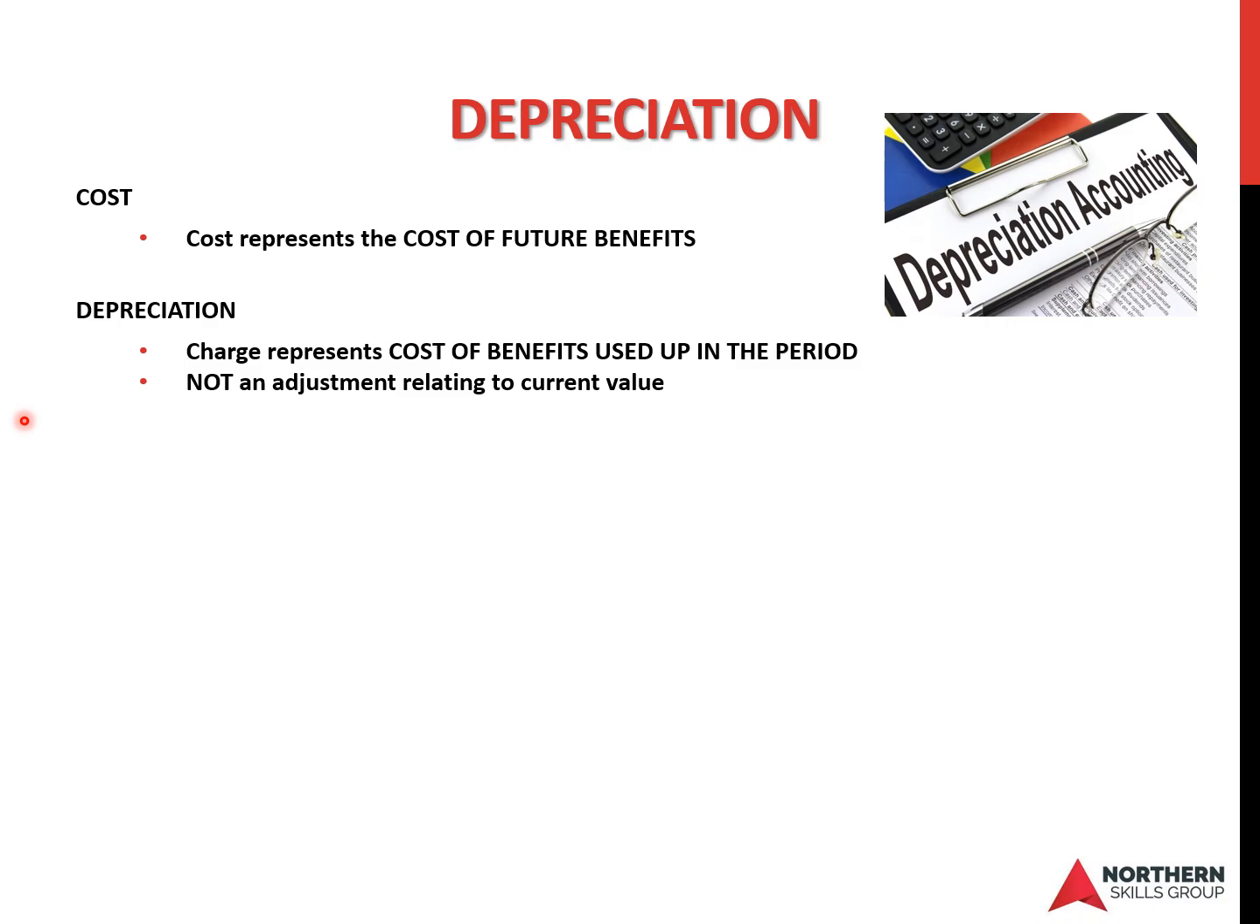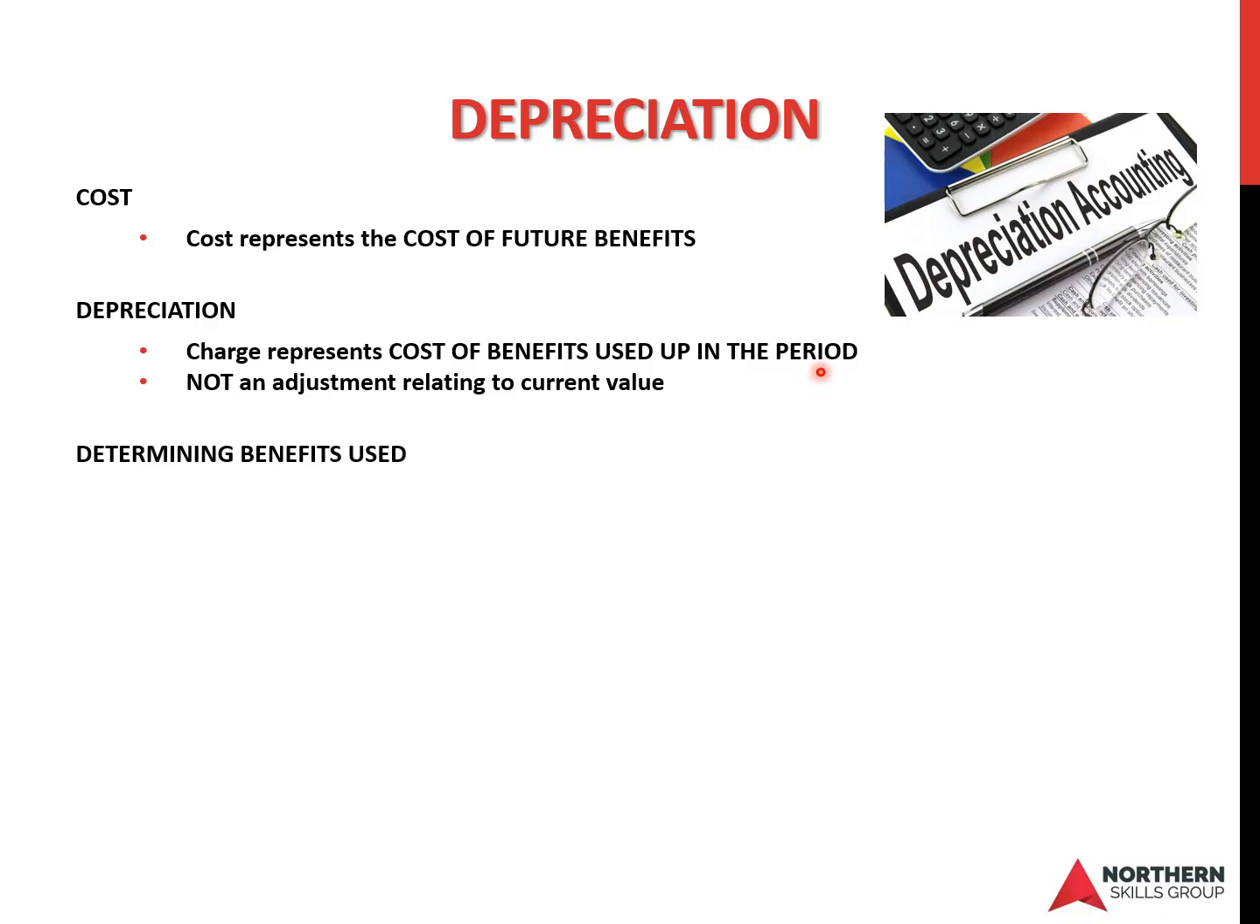If we buy a machine and we use it for 12 months, if at the end of that 12-month period we could sell it for more than we bought it for, we're still going to charge depreciation on that machine based on the cost, because we've used up some of the benefits that that expenditure provided us with. So it's the cost of the benefits used up in the period. That's what the depreciation charge is supposed to represent, nothing to do with current values.